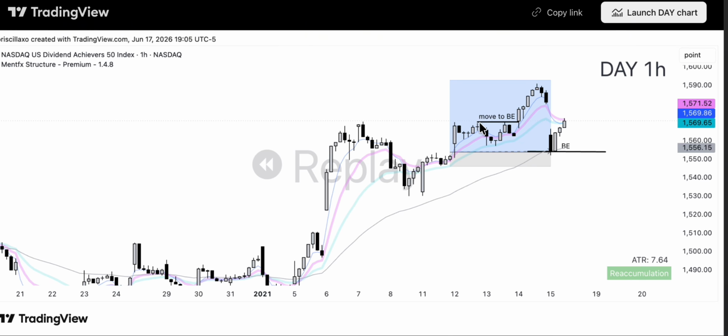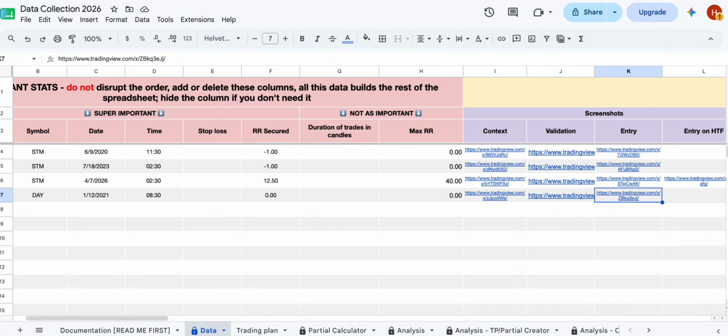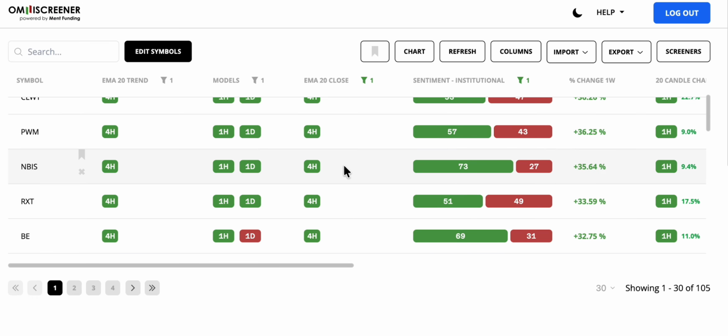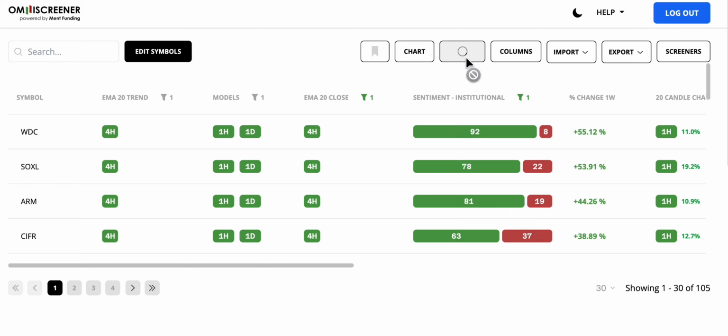But my rules are to move to break even after the first stage 1 during the trade. So I moved to break even, and I got stopped out. So it was no loss, it was just a break even. And so we're going to backtest again, and I was just hitting refresh on my screener, and I don't know, which one should we take? Let's take WDC, why not?